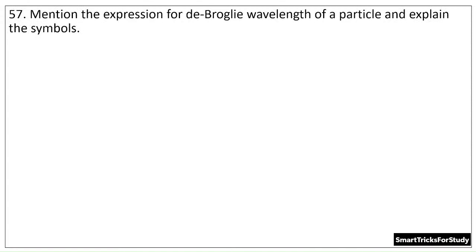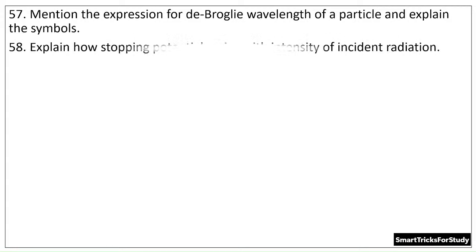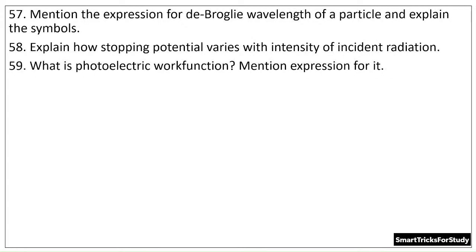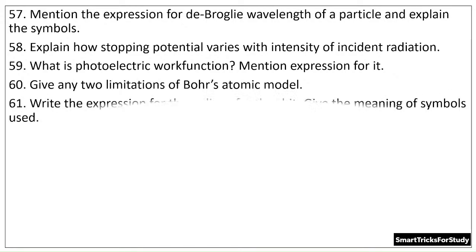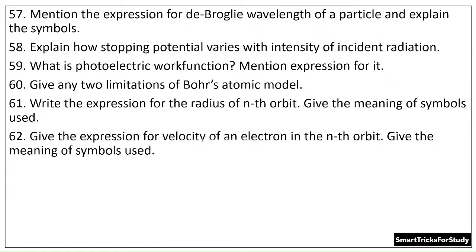56. Mention Einstein's photoelectric equation and explain the symbols. 57. Mention the expression for de Broglie wavelength of a particle and explain the symbols. 58. Explain how stopping potential varies with intensity of incident radiation. 59. What is photoelectric work function? Mention expression for it. 60. Give any two limitations of Bohr's atomic model. 61. Write the expression for the radius of nth orbit. Give the meaning of symbols used. 62. Give the expression for velocity of an electron in the nth orbit. Give the meaning of symbols used.